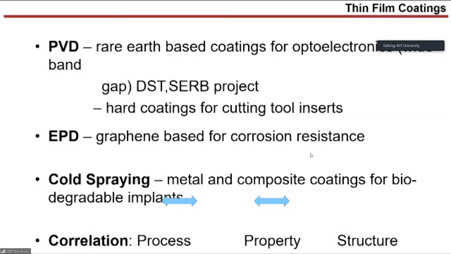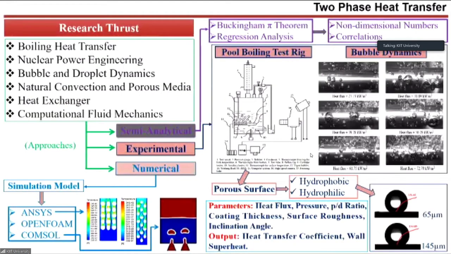We have a thin film coating research group in the School of Technology, particularly at KIIT University, where the students are engaged in the development of thin coatings on cutting tools or any material, maybe by sputtering technique, CVD technique, physical vapor deposition, or chemical vapor deposition process. So we have a setup for the characterization.